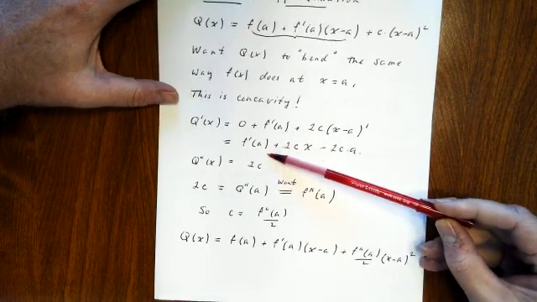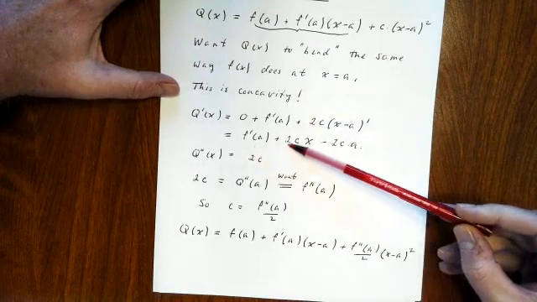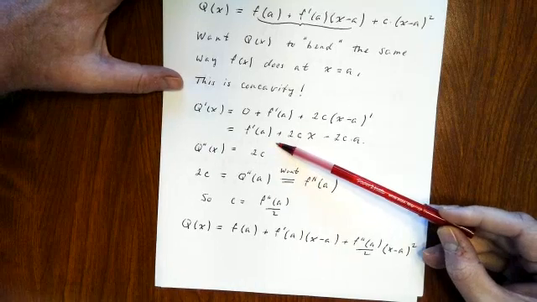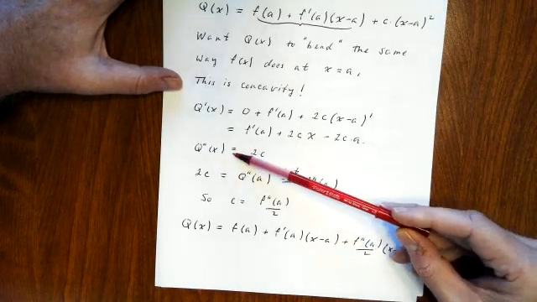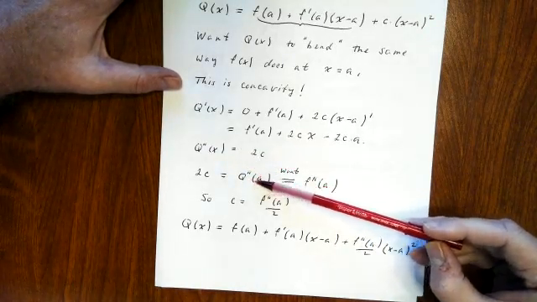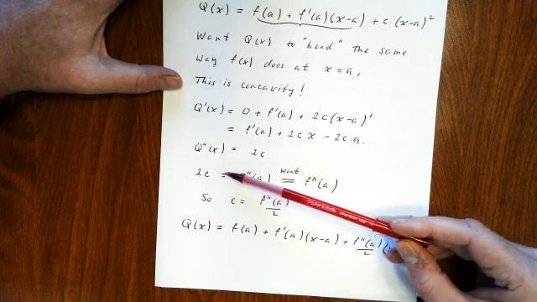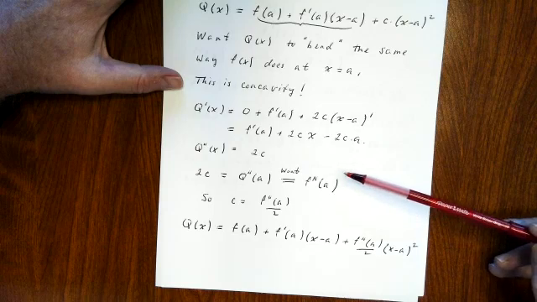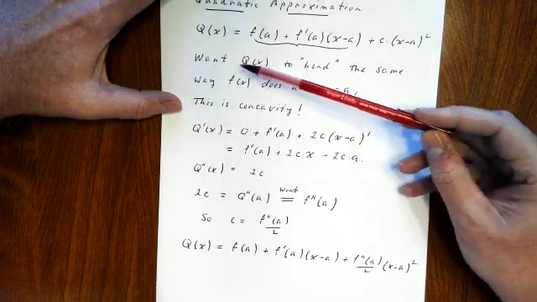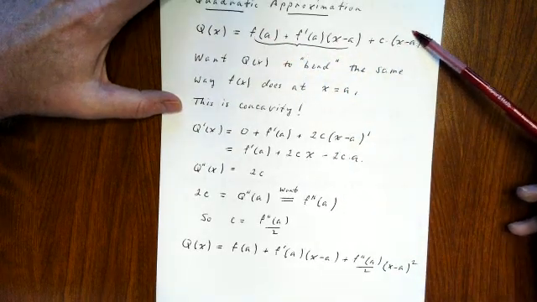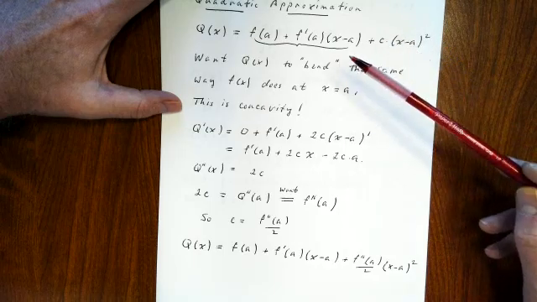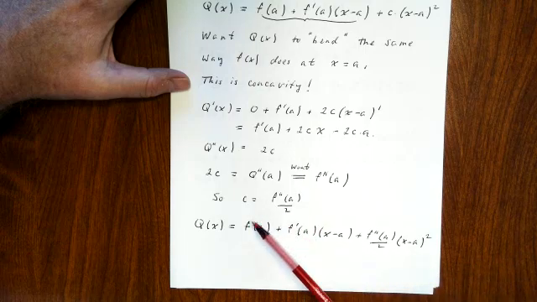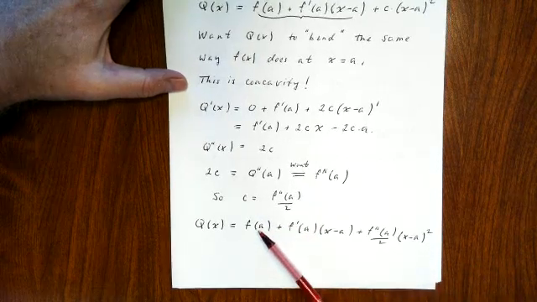If I take the second derivative of q, in other words, I take the derivative of q prime, I get 2c. So we want the second derivative of q at a, which is 2c, to equal the second derivative of f at a. And again, here's the reason. We're trying to create a parabola which bends in exactly the same way the original function does near x equals a. So this is the standard formula for the quadratic approximation.